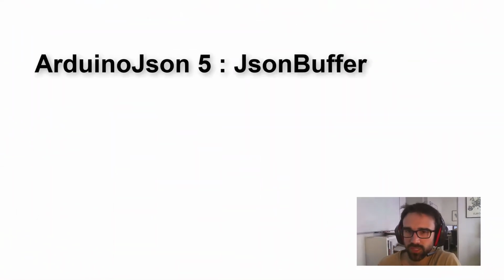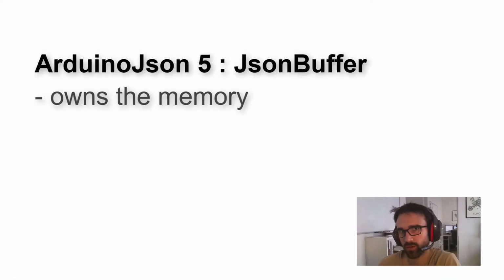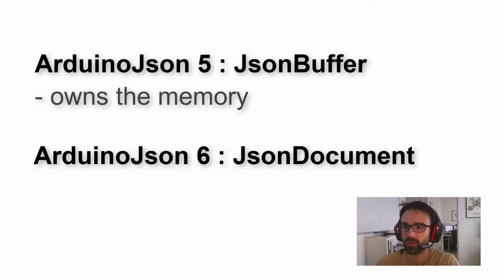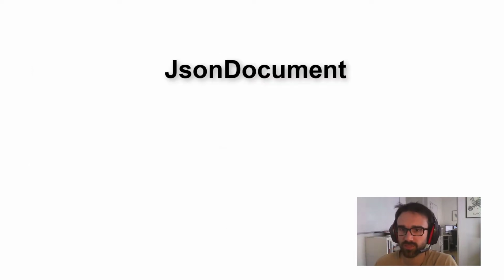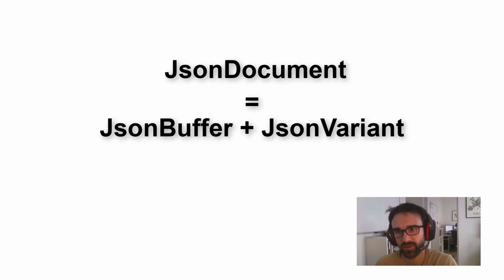The first big change concerns JSON buffer. With ArduinoJson 5, it was very difficult to use a JSON object or a JSON array as a class member because you had to make sure that the JSON buffer stayed in memory too. The trick was to use a class member to store the JSON buffer, but then it was too complicated for a simple task. In ArduinoJson 6, we replaced the concept of JSON buffer with a concept of JSON document. The JSON document owns the memory and contains the root of the object tree. You can see the JSON document as a combination of JSON buffer and JSON variant.